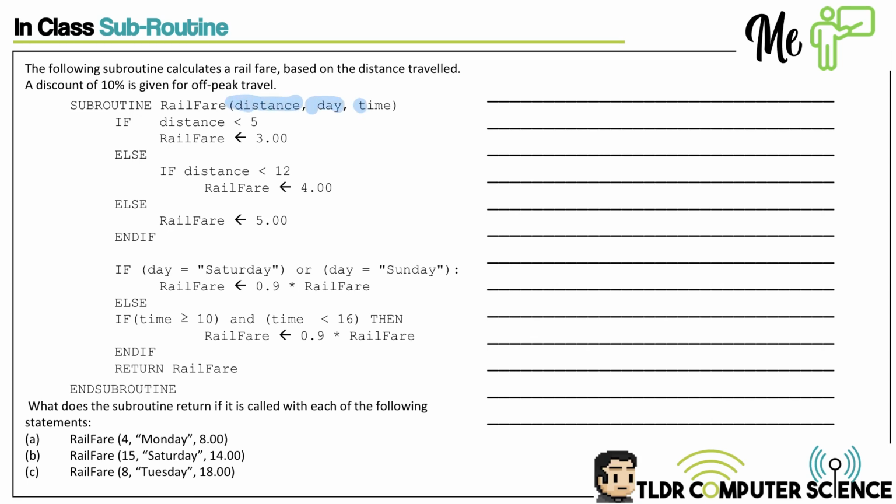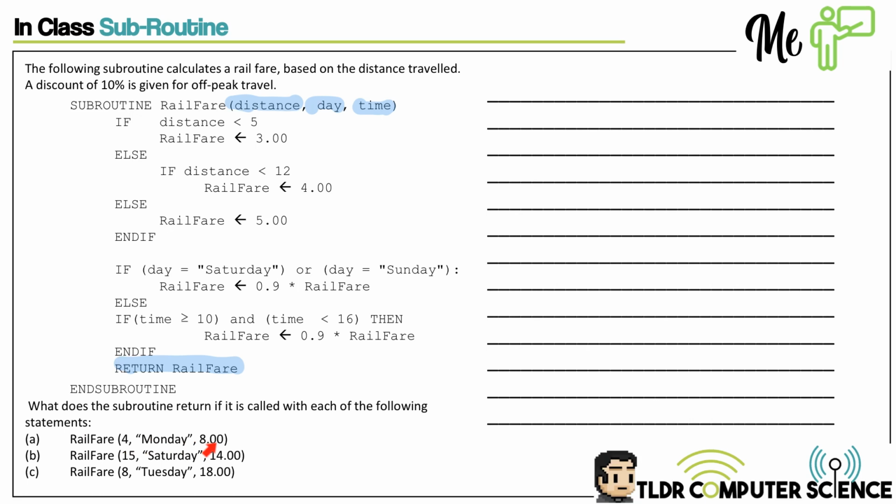So it's got that input, and that input. And at the end, it's got return rail fare, so that would be what's returned out of it. We don't need to actually write a subroutine here, we just need to be able to follow the subroutine. It says the following subroutine calculates the rail fare. It has to take in the distance travelled, and it has a discount of 10% if it's for off-peak, so whether it's going to be under the main part of the day or not.